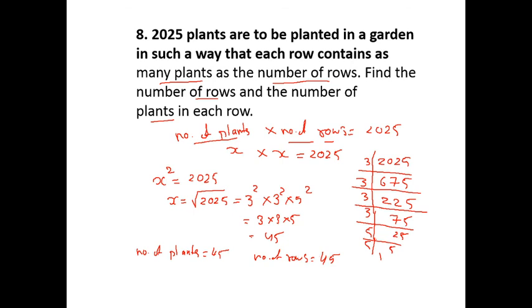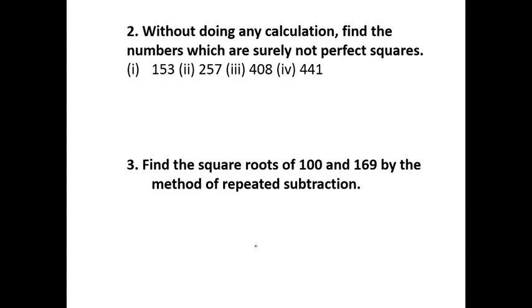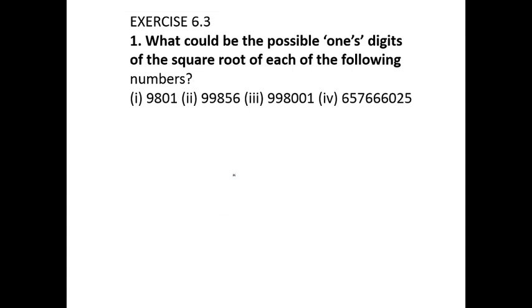So out of many questions, I am completing the easiest questions here. It is sufficient. In the next lecture we can go through more. Questions number 1 and 2 are too easy. What could be the possible ones digit? You compulsorily have to remember it. When the unit place is 1, the square root always ends in 1. Always 5 gives 5. And the end digit is also important.